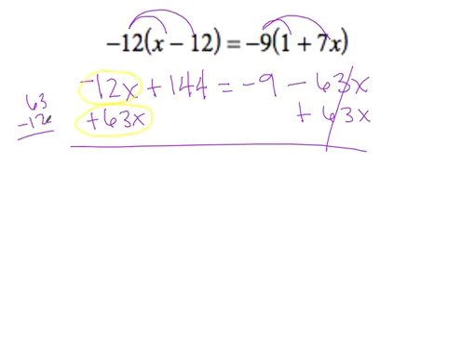So I would say 63 minus 12 is 51. Keep the x and take the sign of the bigger number. So 63 is the bigger number. It was positive, so my answer will be positive. I still have the plus 144. And then on the right side, negative 9.